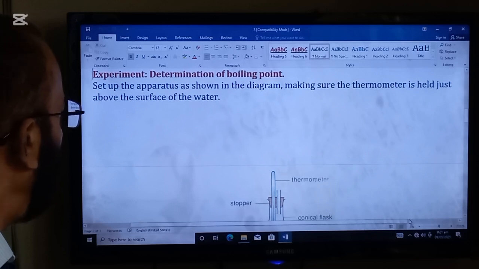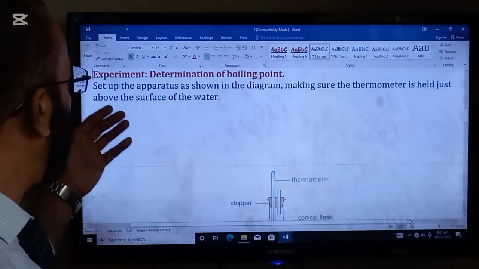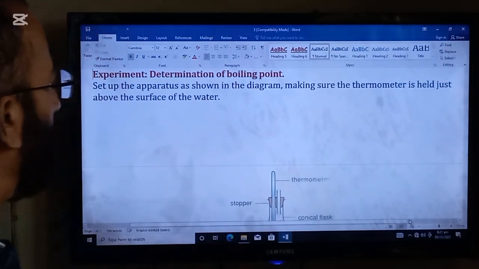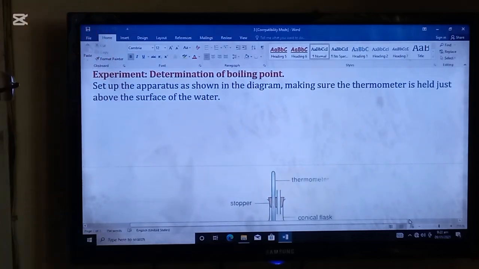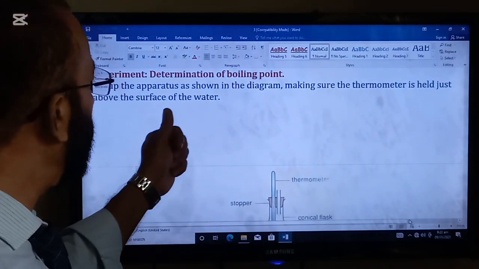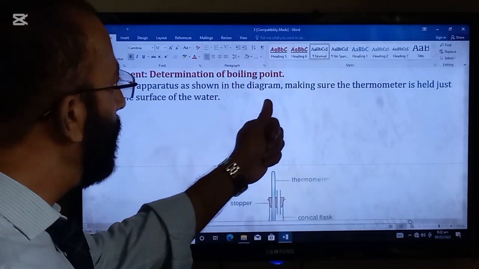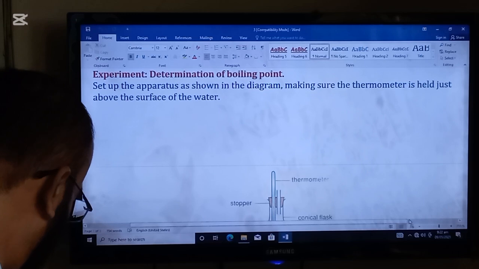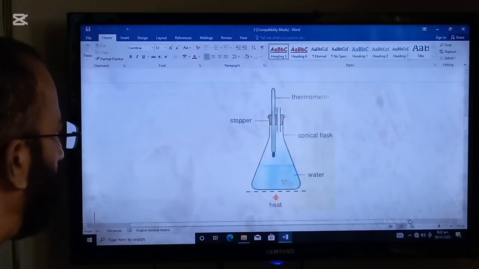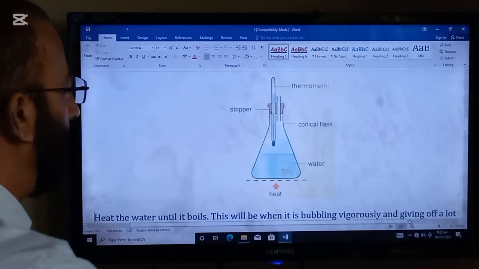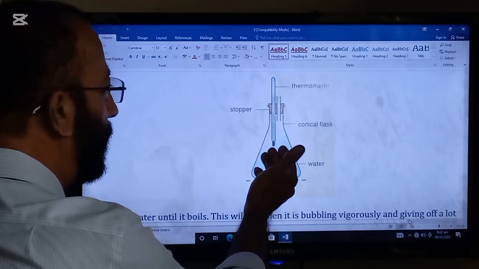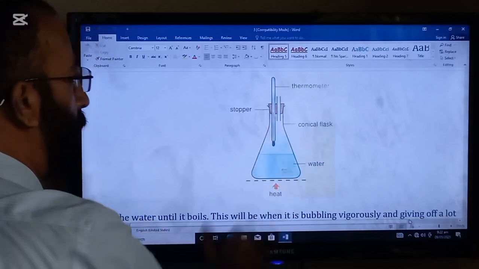The next topic in the lecture is an experiment, the determination of a boiling point. Set up the apparatus as shown in the diagram, making sure the thermometer is held just above the surface of the water, like this. Don't let the thermometer touch the water, just keep the thermometer above the water.